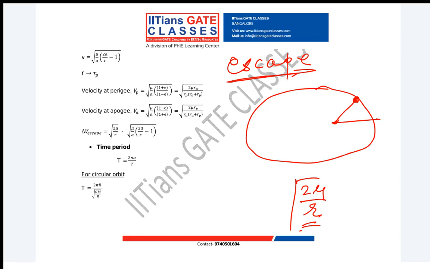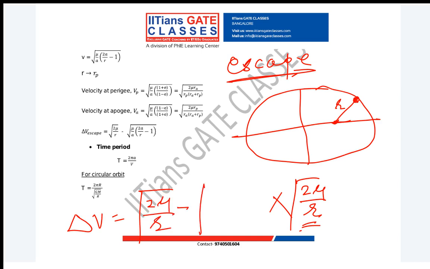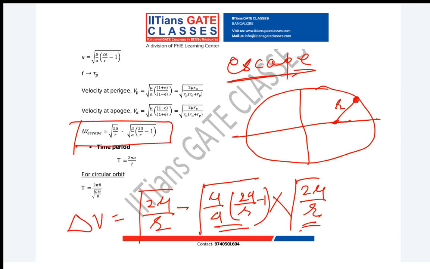If your object is in this elliptical orbit and it is at some radius, what will be the escape velocity required? Will it be this? No. It will be delta V, and it will be under root 2 mu by r minus the velocity at that radius, which is root of mu by a times (2a by r minus 1). So guys, every time this escape velocity is very important.